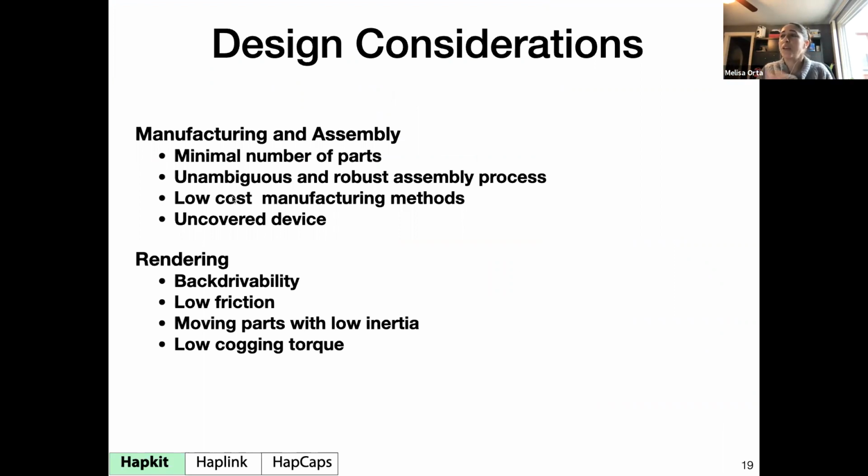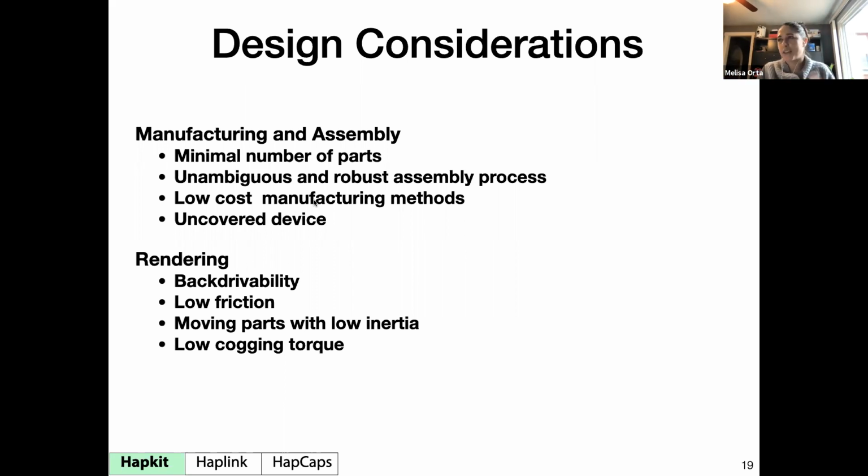We needed an unambiguous and robust assembly process. We needed to design something where the parts were low cost, but also that could be manufactured with low cost manufacturing methods, because we wanted the students to manufacture the device themselves. And we also wanted to design something that was uncovered so that the students could witness all of the different parts interacting with each other and learn more that way.